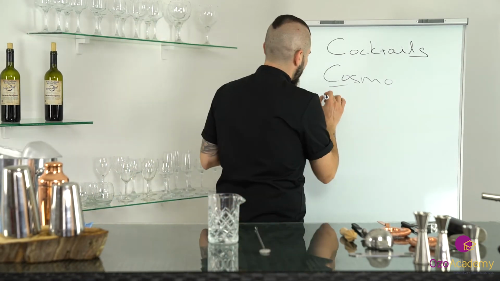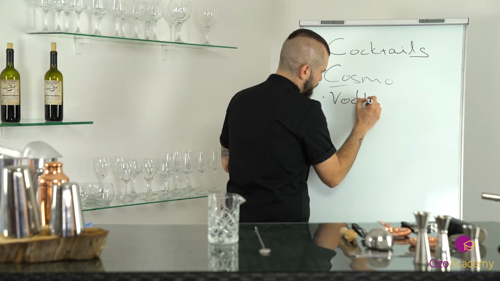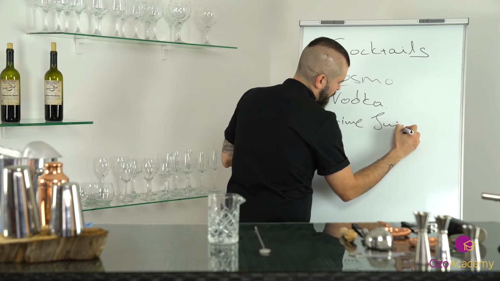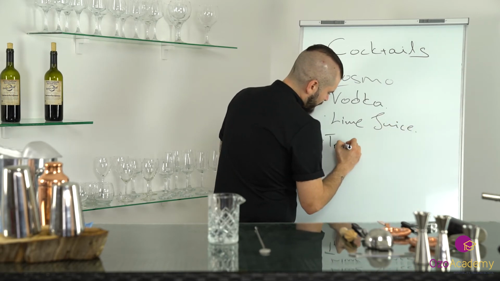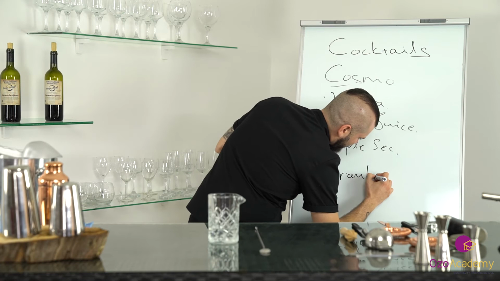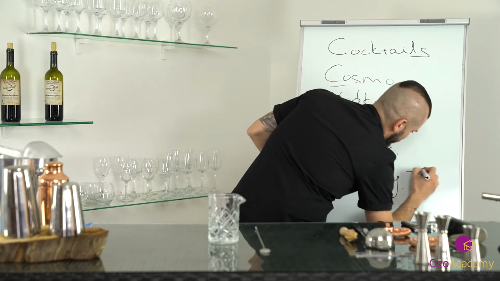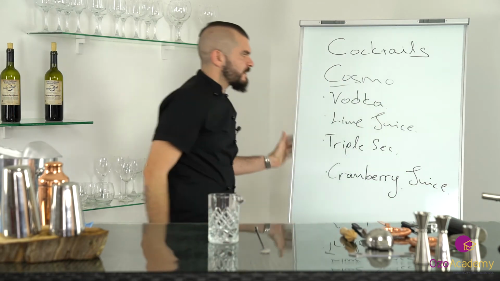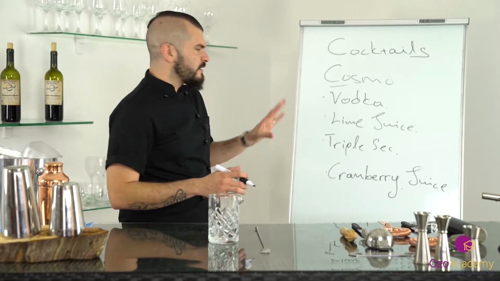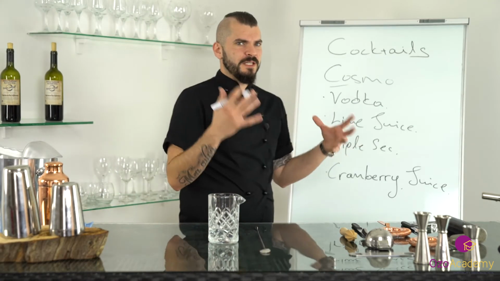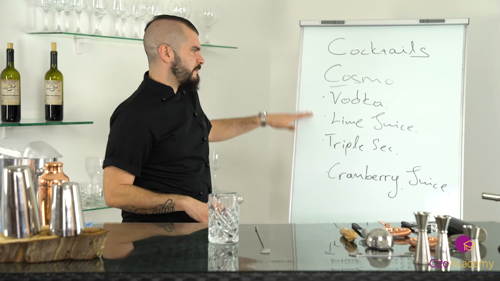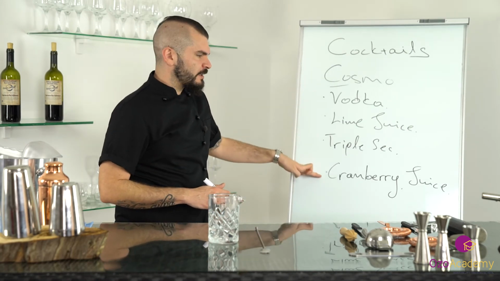Excellent. Cosmo. Of course, I'm referring to a cosmopolitan. What are the ingredients? Vodka, lime juice, triple sec, cranberry juice, of course. Very easy, very refreshing. Everybody loves a good cosmopolitan. 4 ingredients again. As we see, all the cocktails that we're seeing right now have no more than 4 ingredients. Vodka, lime juice, triple sec, any type. Vodka, any type. And then cranberry juice.